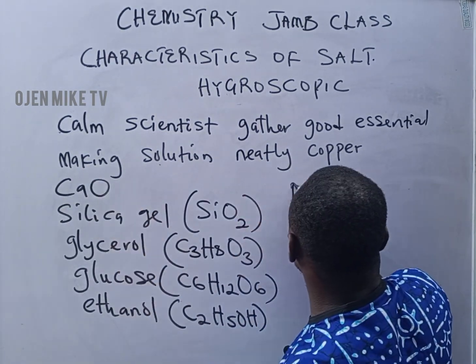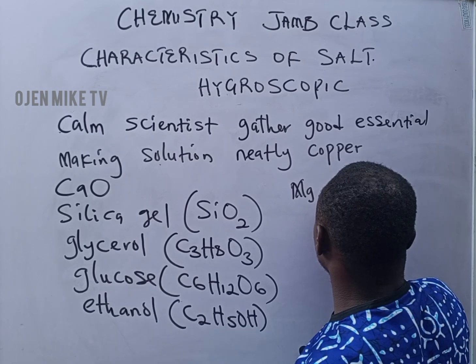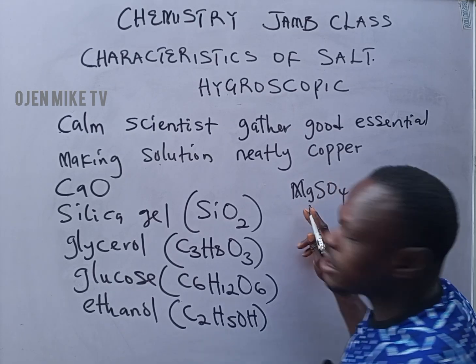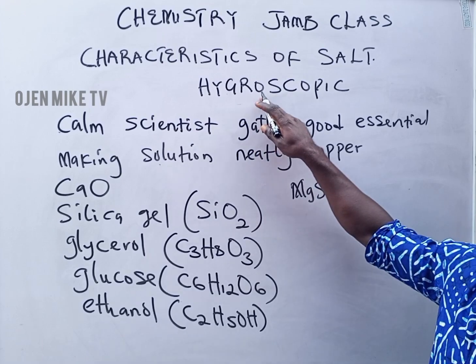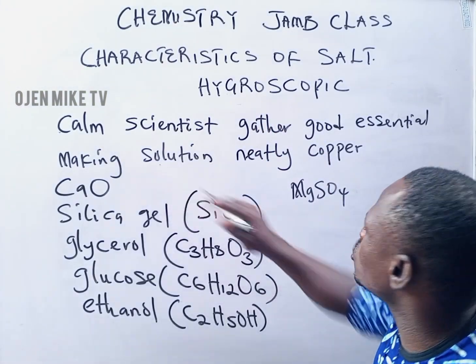The next one is making. Making here stands for magnesium sulfate. Magnesium sulfate is another good example of a hygroscopic substance.